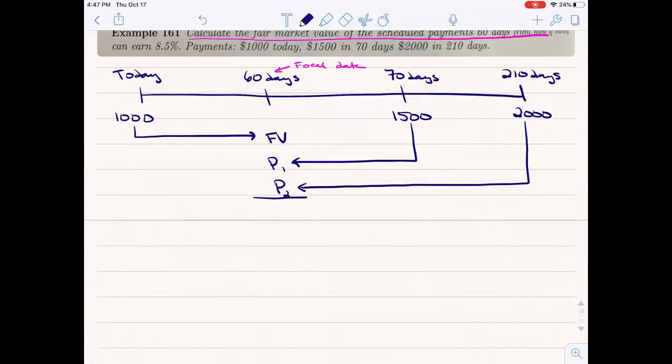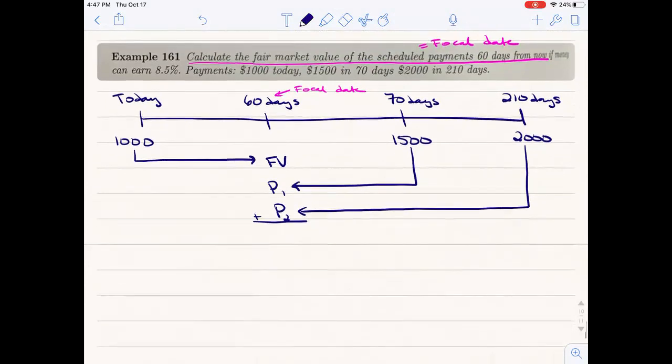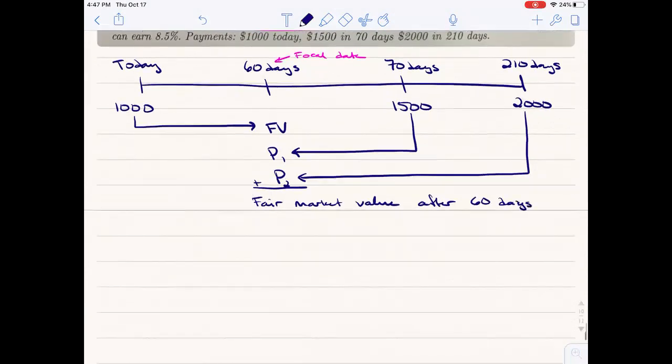So this is the fair market value. The total, if you add those up, is the fair market value after 60 days, which is what we're trying to find.